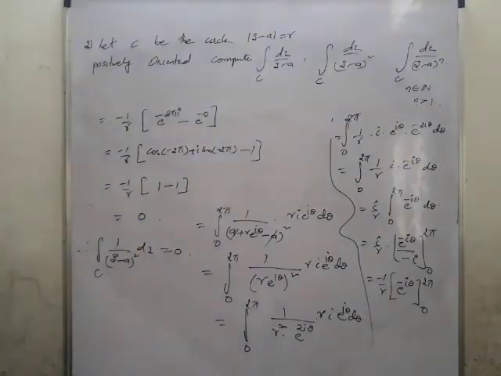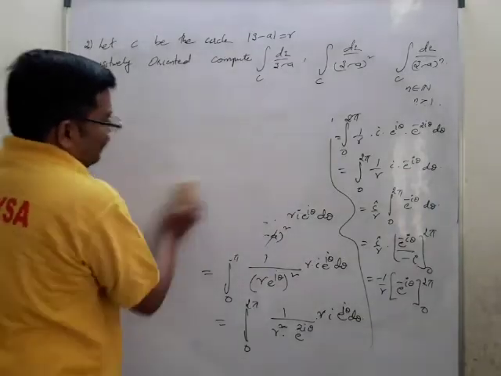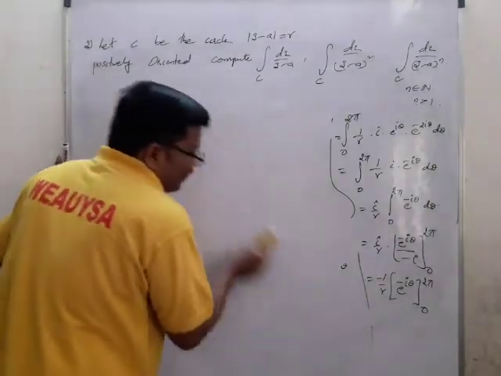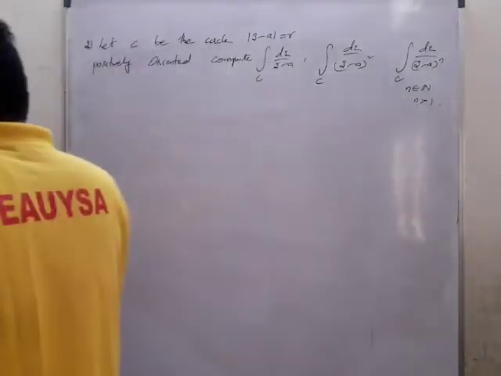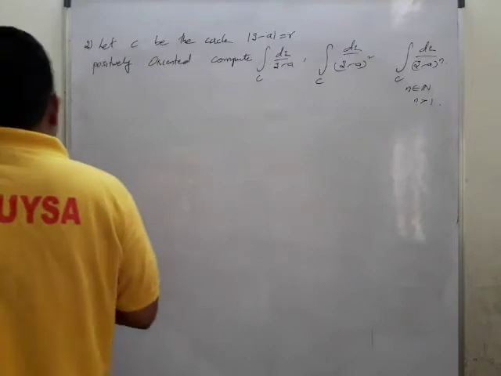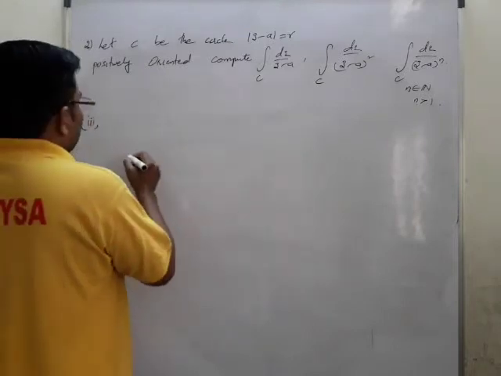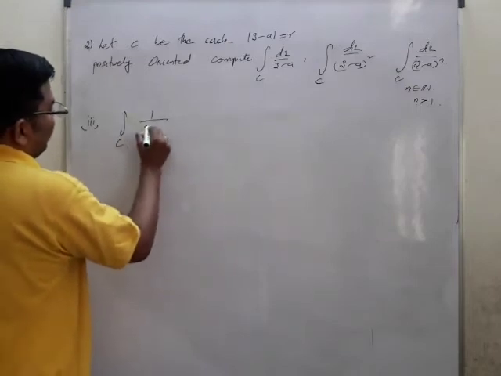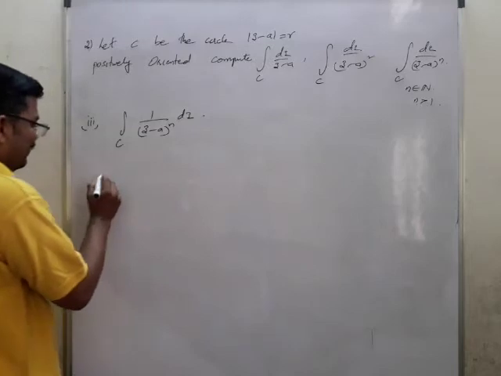So to prove that for n, we'll try to find out in this manner. The same thing will apply for n also. That is the last one, the third one. The third one, if you apply, is the integral over C of 1 by (z minus a) whole power n dz. So I am doing it directly now.